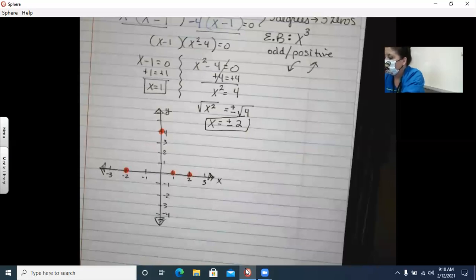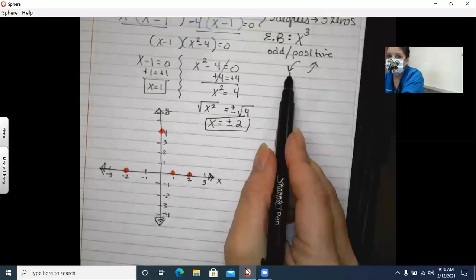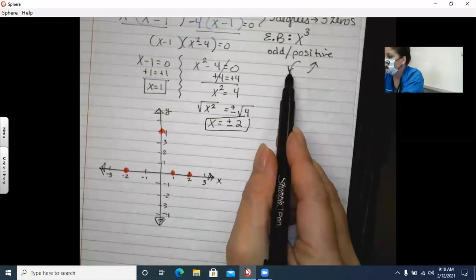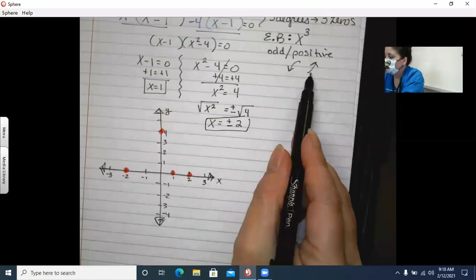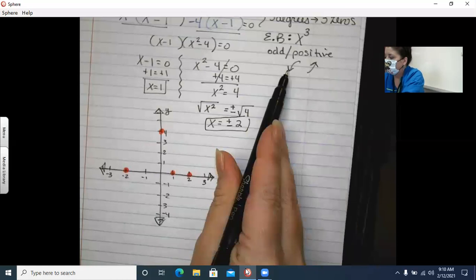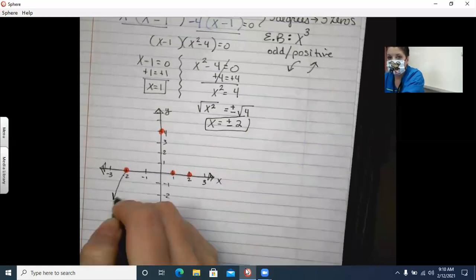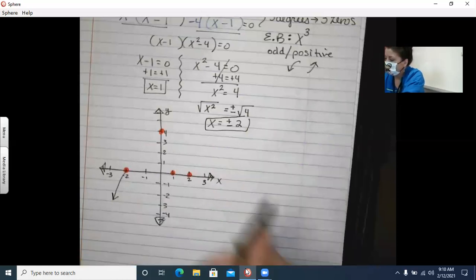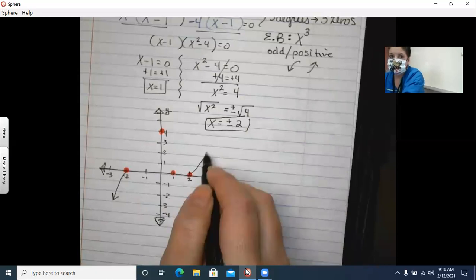So once I plot my x-intercepts and my y-intercepts, then I'm going to look at my end behavior, down and up. The left side of my graph is going to point down. The right side is going to point up. So I'm going to go to the 0 furthest to the left and draw an arrow pointing down. And I'm going to go to the 0 furthest to the right and draw an arrow pointing up.